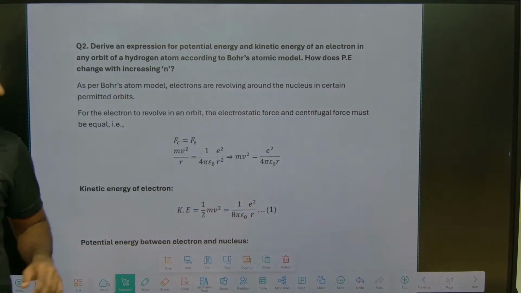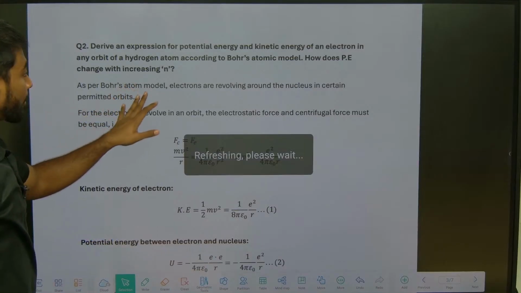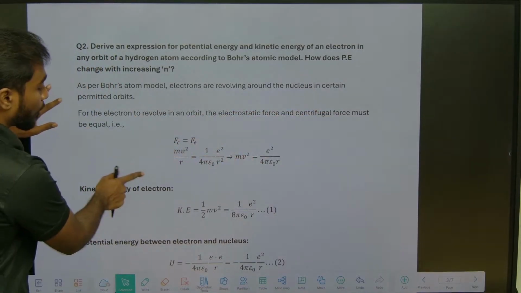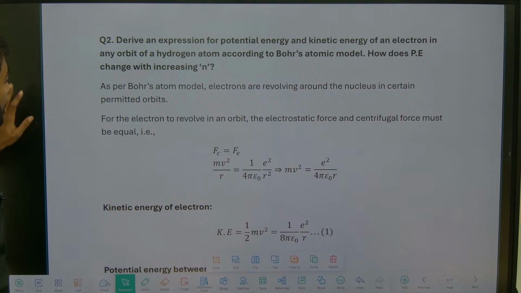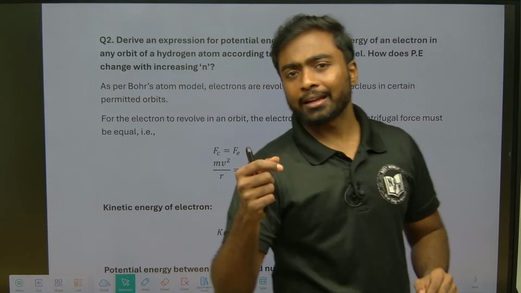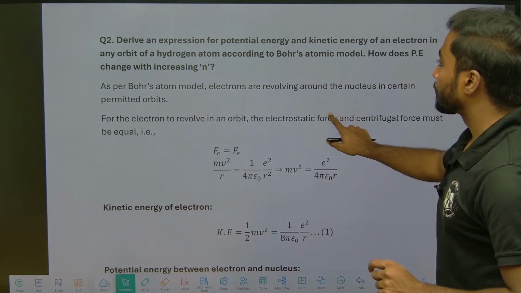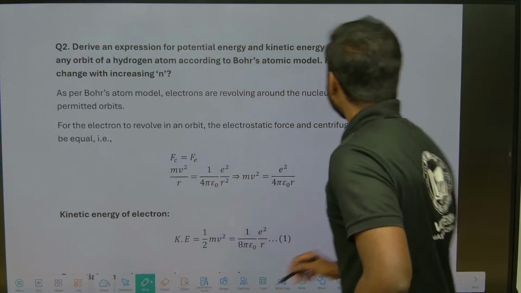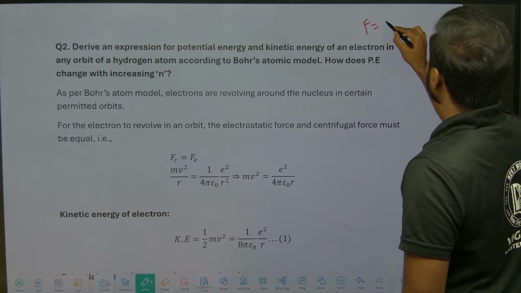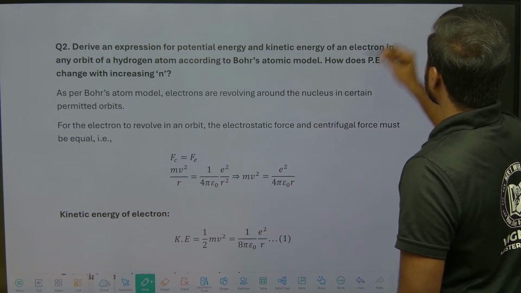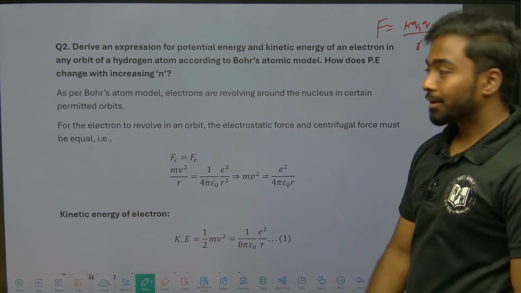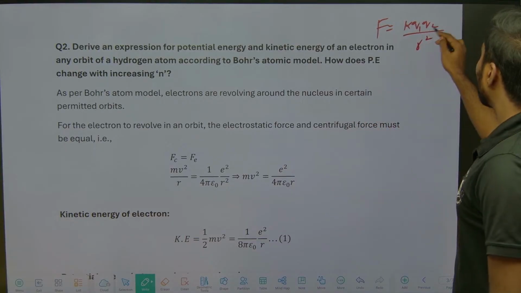So first of all, as per Bohr's atomic model, the electrons are revolving around the nucleus in certain permitted orbits, right? For that, we know the electric field force. What is the electric field force? F is equal to 1 by 4 pi, or we can say F is equal to K Q1 Q2 by R square, or else 1 by 4 pi epsilon naught Q1 Q2 by R square, right?